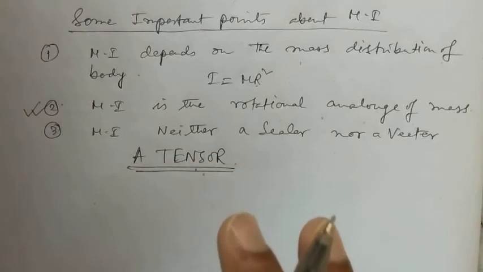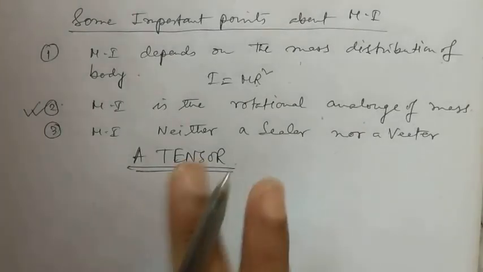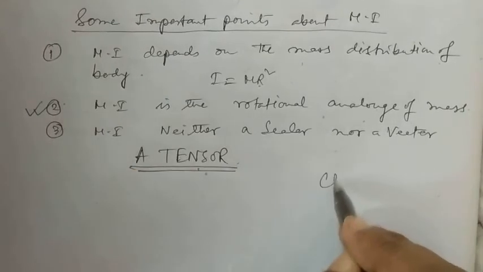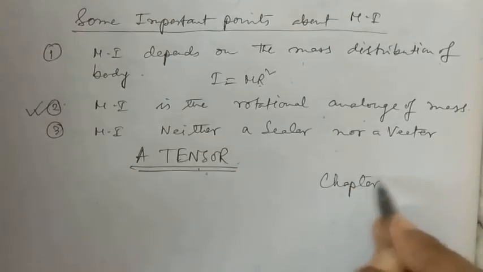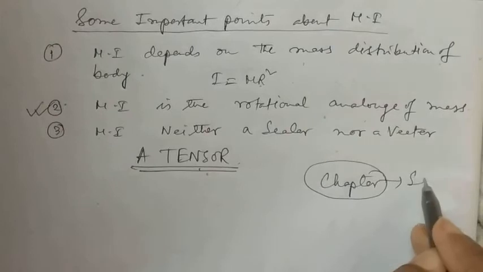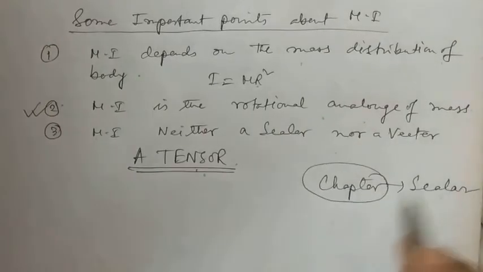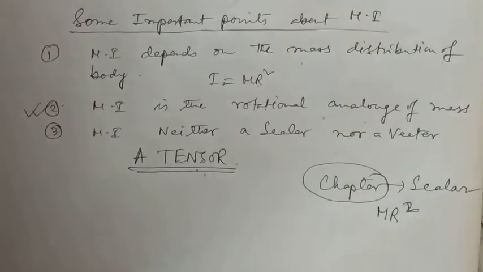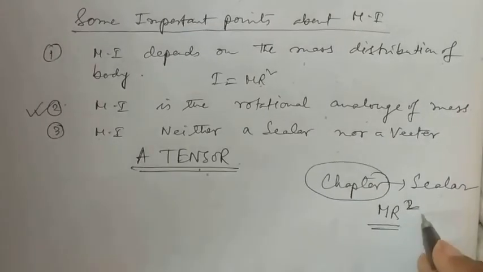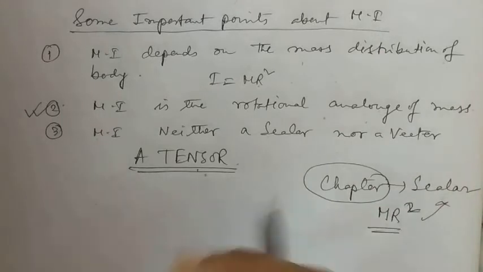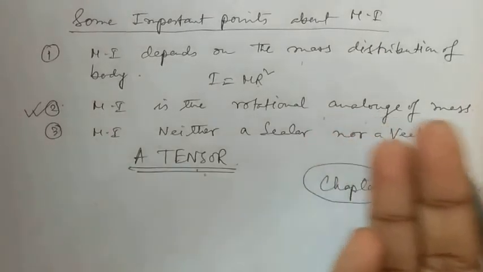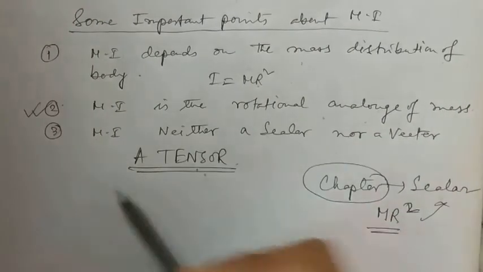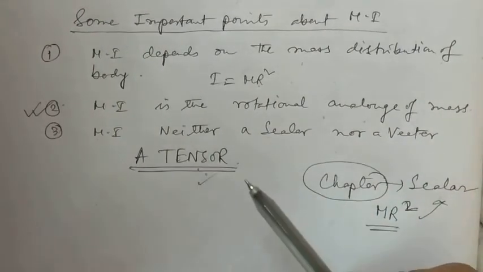But according to the considerations of this chapter, we will consider moment of inertia to be a scalar quantity, because m is scalar and r square, as there is a square term here, we can call this a scalar quantity. But after class 12, when you reach the honors stage, you will find out the moment of inertia is an example of a tensor, a pure tensor.